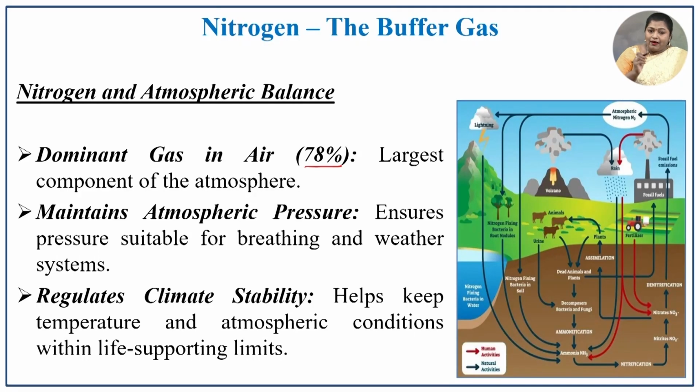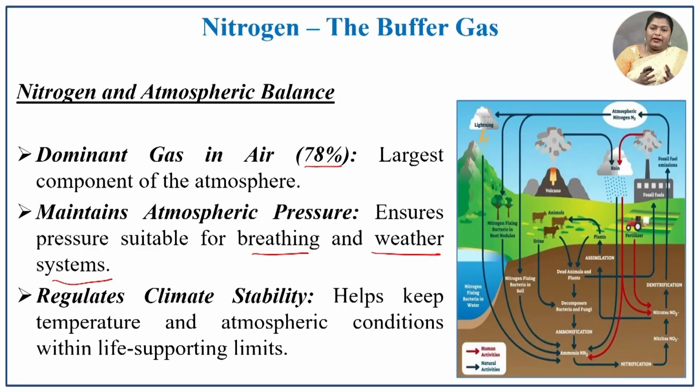So, this breathing and weather system are the most important roles played by nitrogen gas. Next, it regulates climate stability. How does it regulate climate stability? It helps to keep the temperature and atmospheric conditions within life-supporting limits.